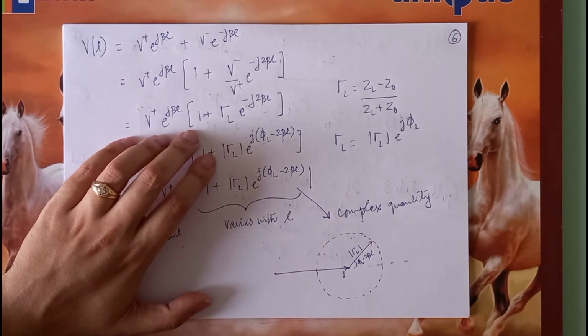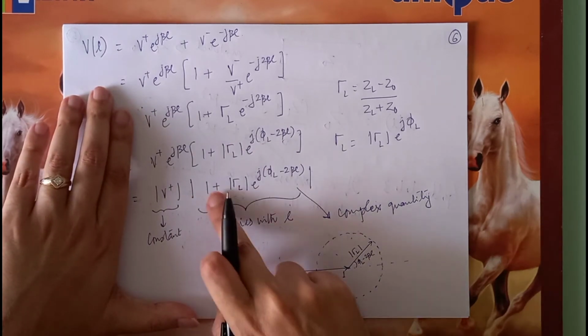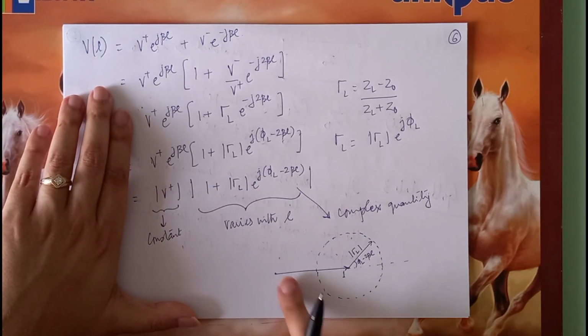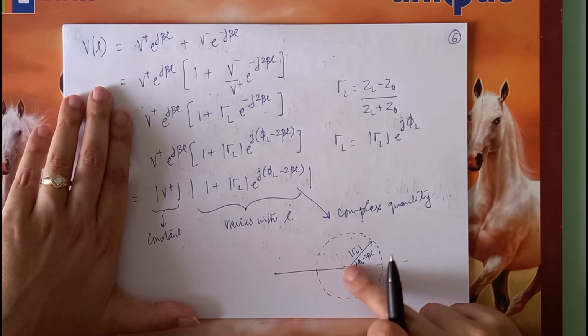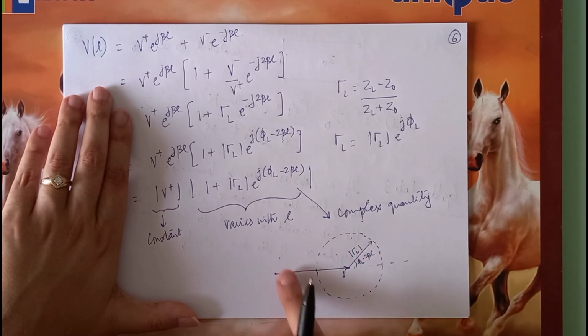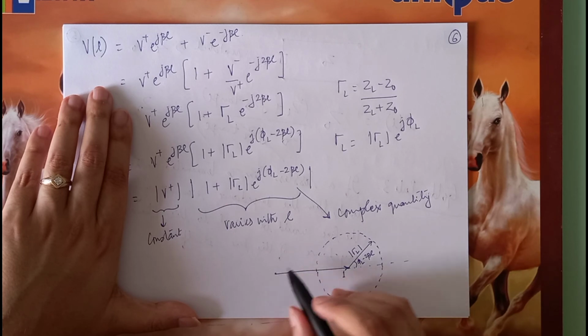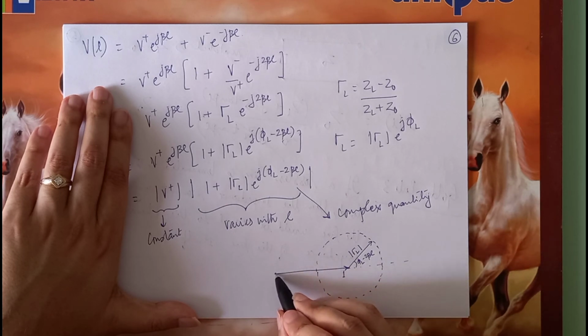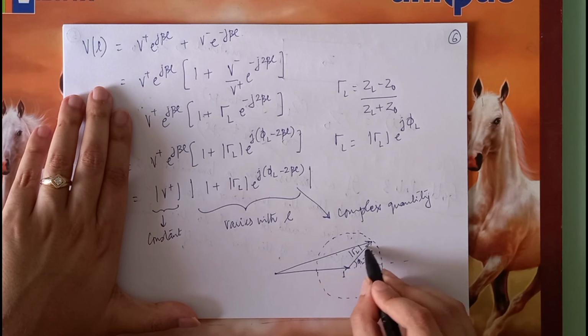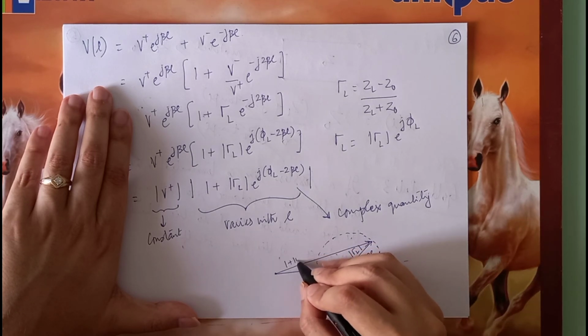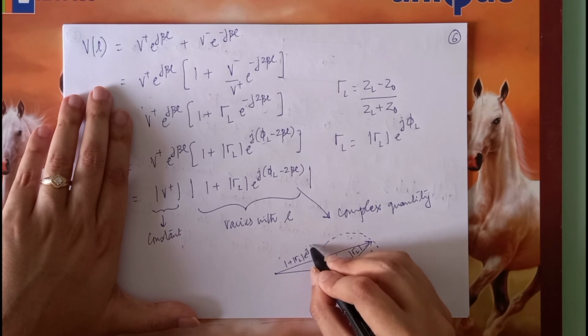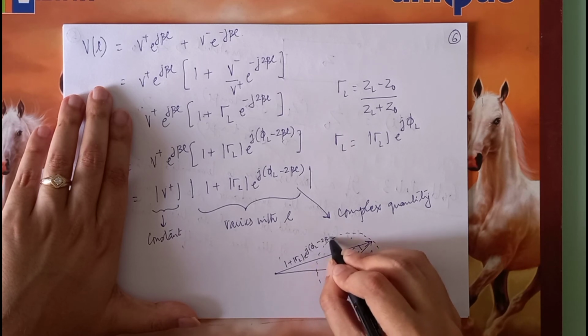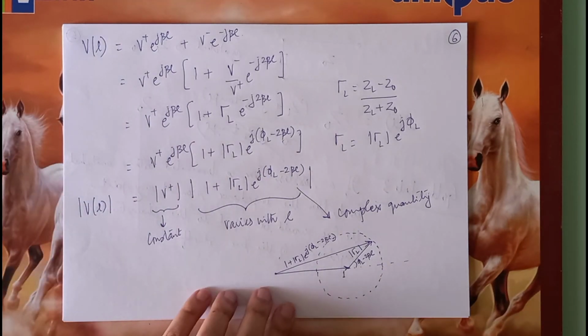Now, before we see the tip of the vector, let us not forget that these two vectors are to be added. So therefore, if the unit vector is over here and the gamma L vector is this way, then the resultant of these two vectors, as per the triangle law of the vector addition, would look like this. Right? Yes.